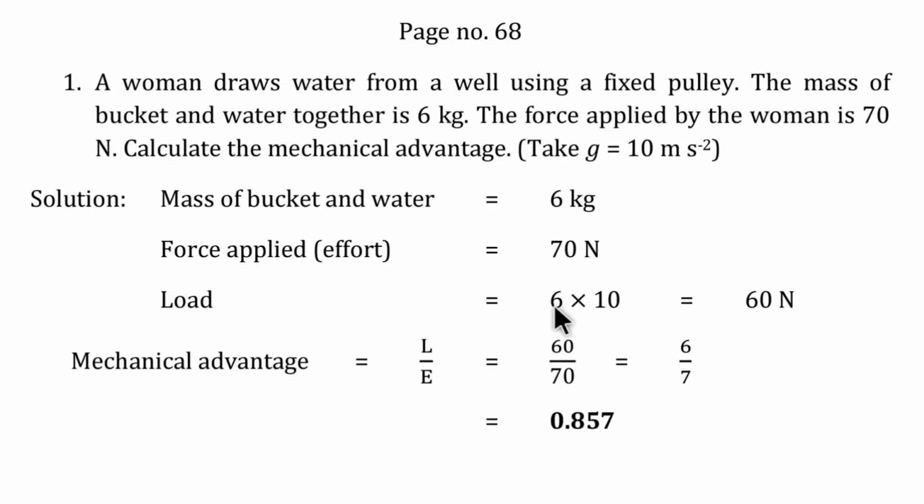If you multiply, force is equal to m into a, that is 6 kg into acceleration due to gravity g, which will be equal to 60 Newton. So in order to lift the load of 60 Newton, 70 Newton of force is applied. The mechanical advantage is equal to L by E, that is load by effort. Load is 60 Newton and 70 Newton is the effort. So 60 by 70 is 6 by 7, which in decimals is 0.857, the required mechanical advantage of the pulley.